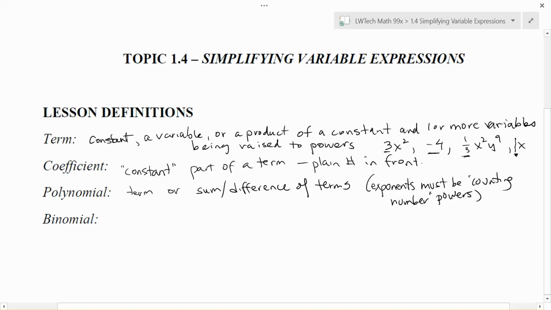And one other vocabulary word that I'll use a lot, especially in this section, is called a binomial. A binomial is just a very specific type of polynomial. It's just a polynomial with exactly 2 terms.